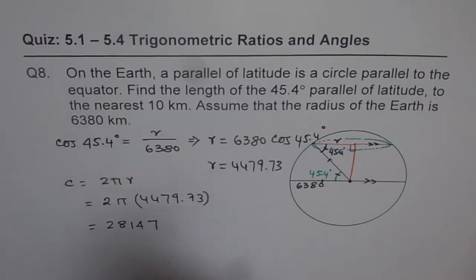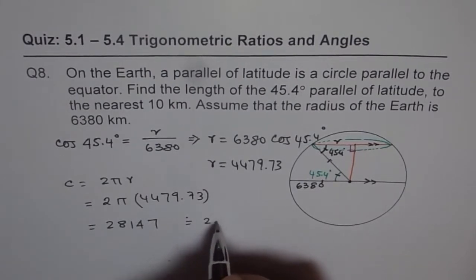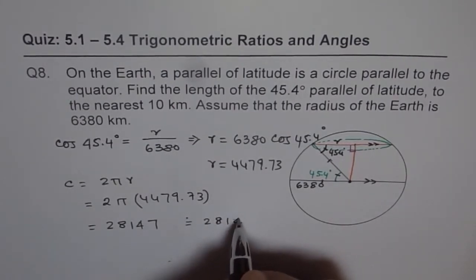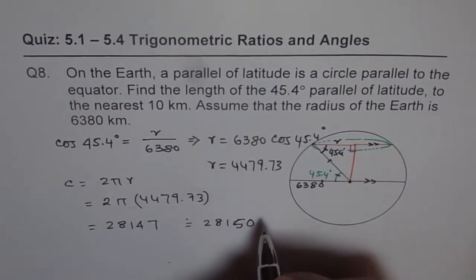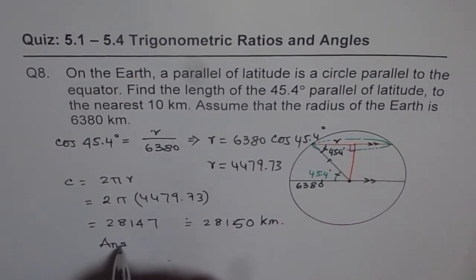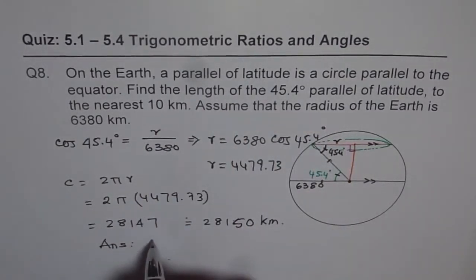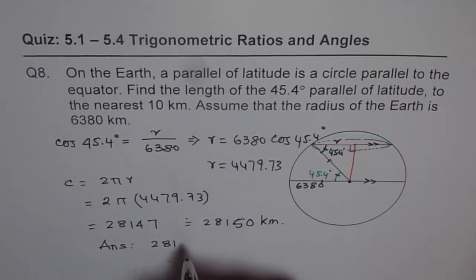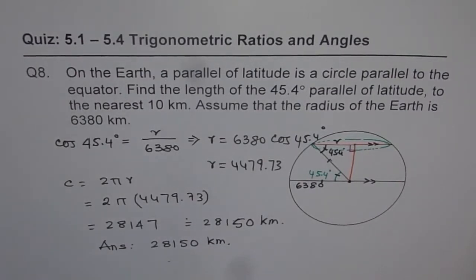We need to round it to 10 kilometers. So we'll round this to the nearest 10 kilometers, and we get 28150 kilometers. So that is the answer. We can write down the answer as: the length of this parallel of latitude is 28150 kilometers, rounded to the nearest 10.